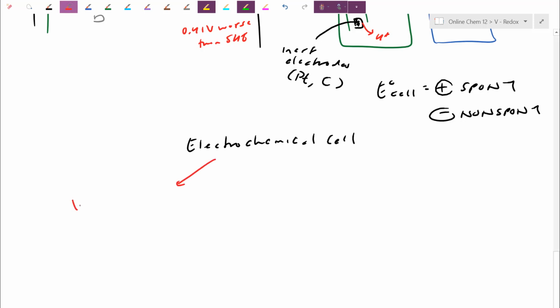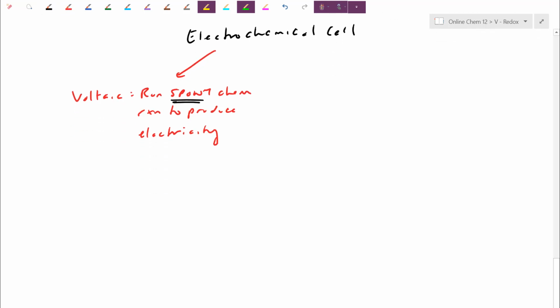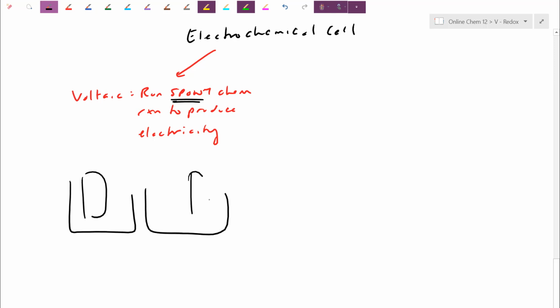I want to just summarize for you. The first types of cells we called voltaic cells, also called galvanic cells or Daniell cells. With a voltaic cell, we're going to run a spontaneous chemical reaction to produce electricity in terms of voltage. Because the reaction was spontaneous, I want to be able to tap off this energy. I had to run it in 2 beakers. So that's a nice hint here for it being a voltaic cell or electrochemical cell.